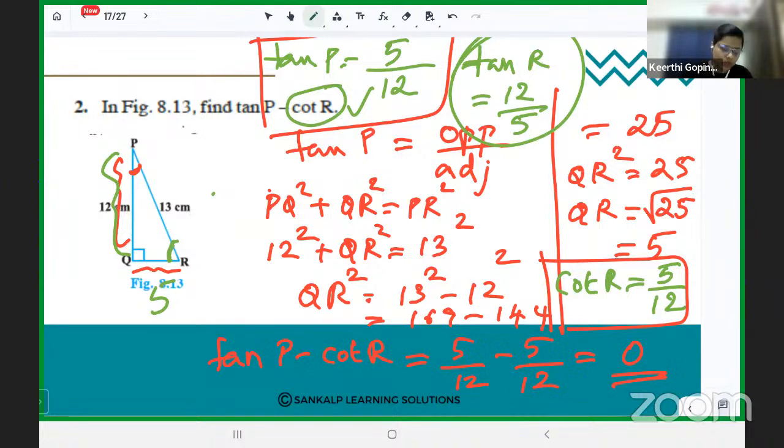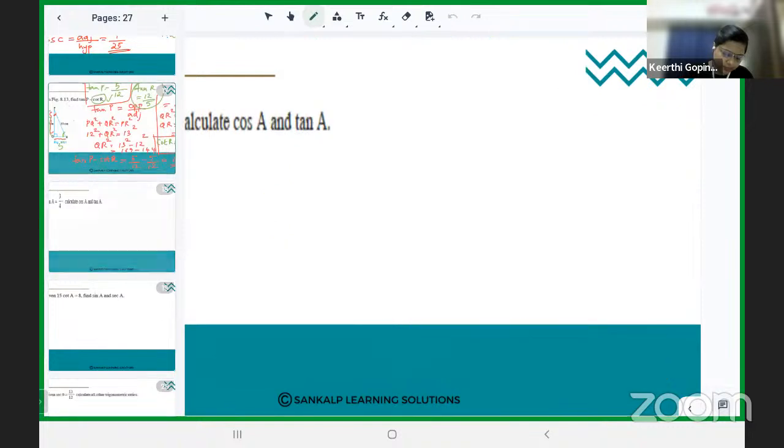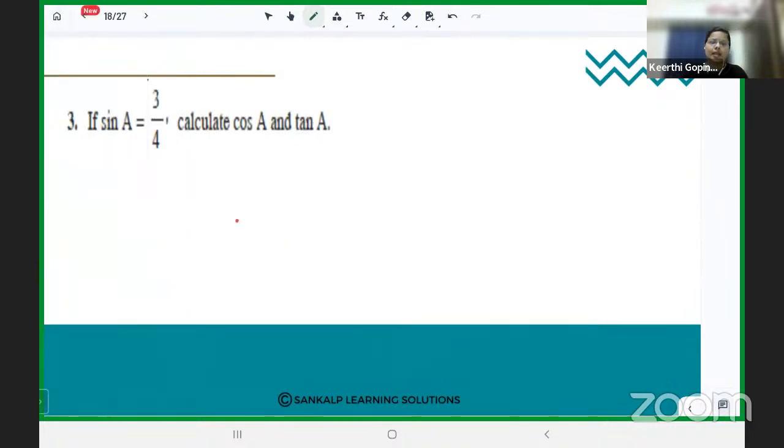Okay, so moving on to the third question. If sin A is equal to 3 by 4, calculate cos A and tan A. Okay, so this you can do as a homework. Since we have done some problems related to this, I think you can do this as a homework. Okay, so we are moving on to the fourth question.